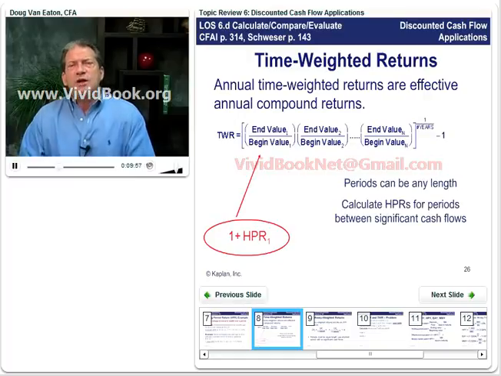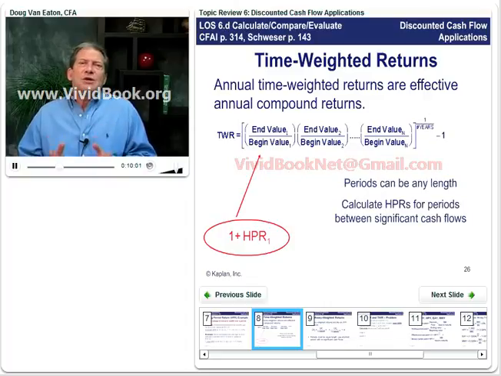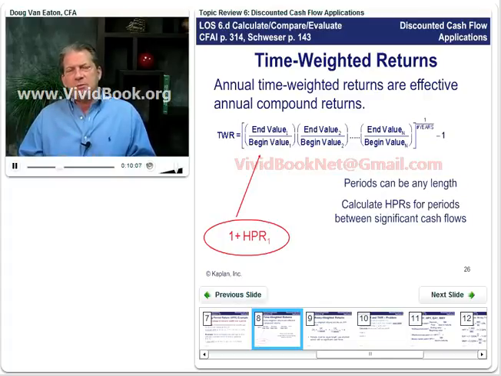So when we have time-weighted returns, what we want to do is take a look at each period during which there's no cash in or out of the account. We just want to measure the performance over the period. The total return, including dividends, interest income, and based on those beginning and ending values.